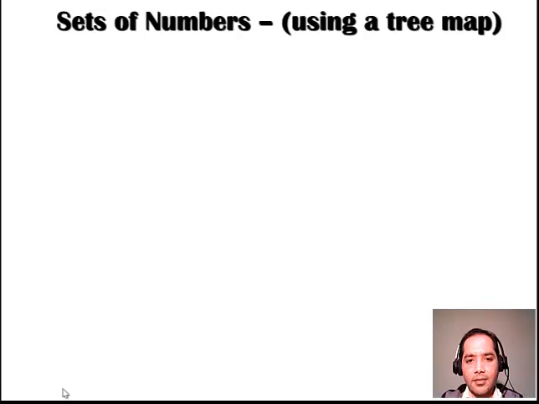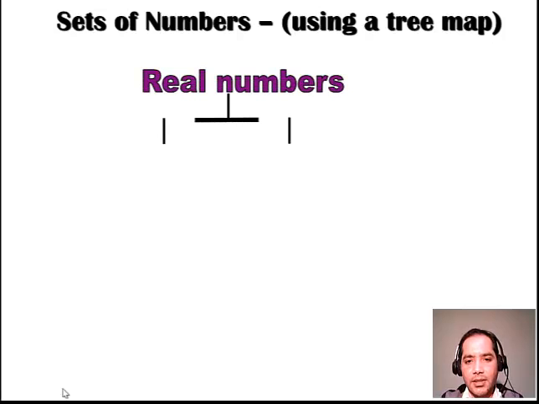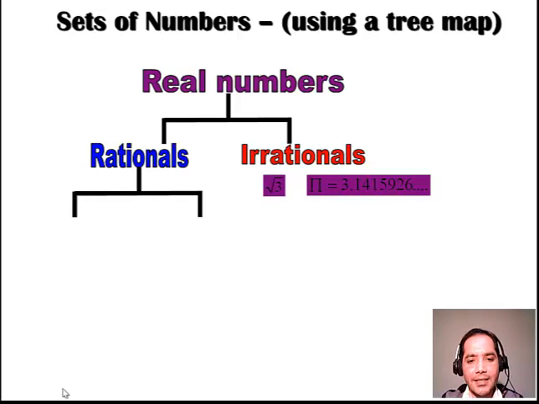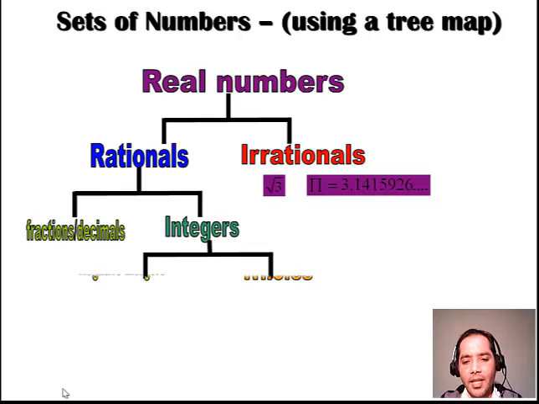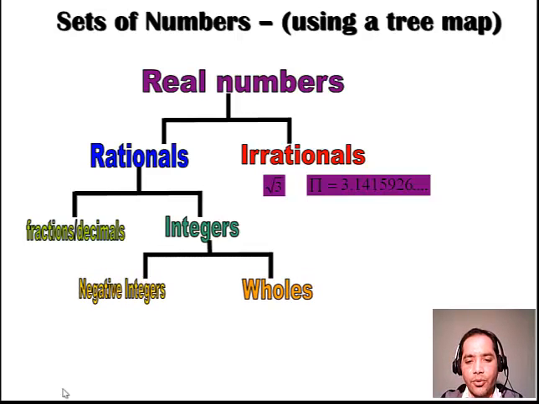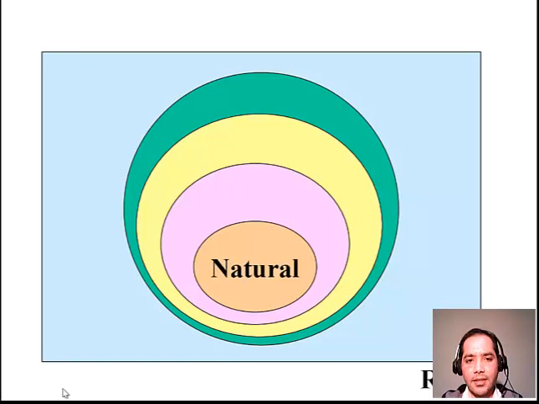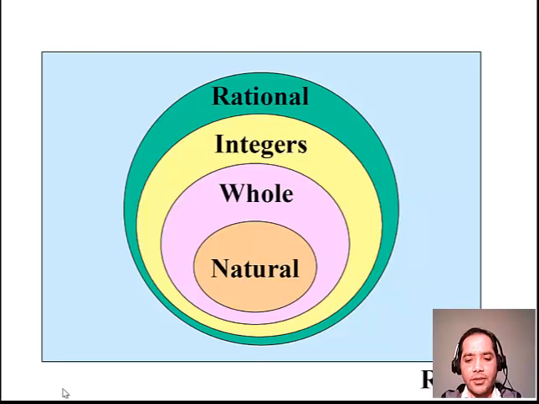Set of numbers using a tree map. Real numbers, rational numbers and irrational numbers. Irrational numbers are like the square root of 3 and pi, and rational numbers have more branches, such as fractions and decimals and integers. Integers are negative integers or whole numbers, and whole numbers are 0 and natural numbers. And this is the Venn diagram of all these numbers.